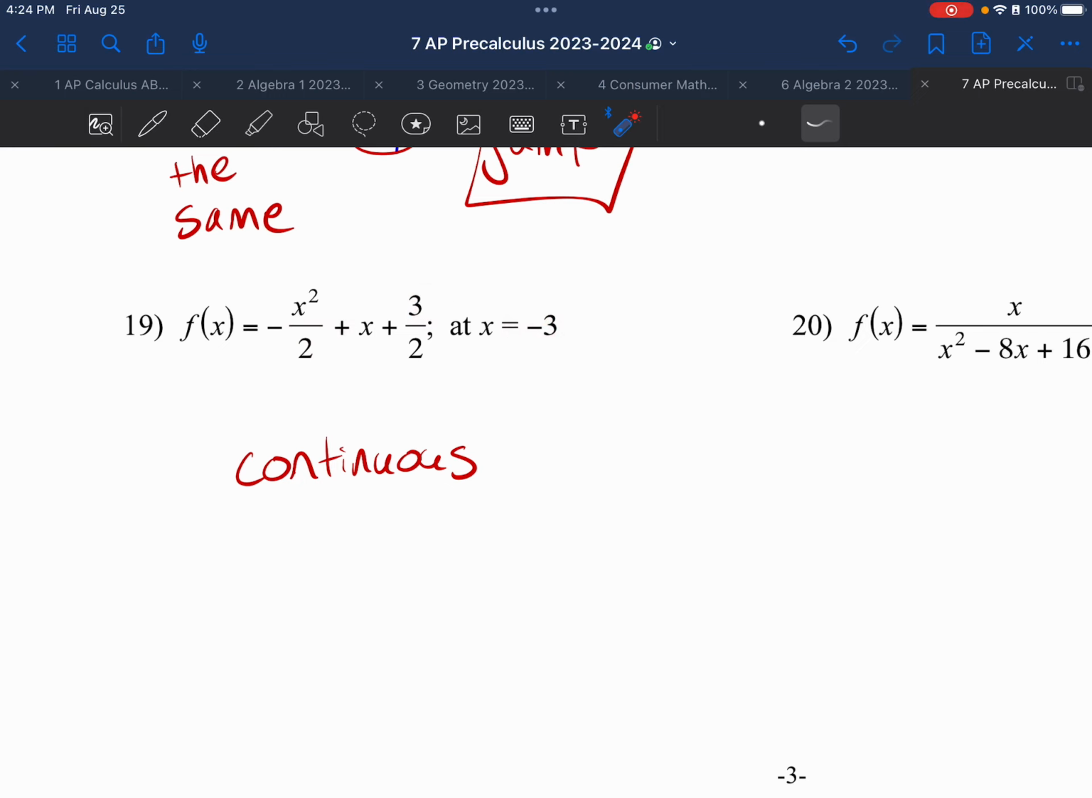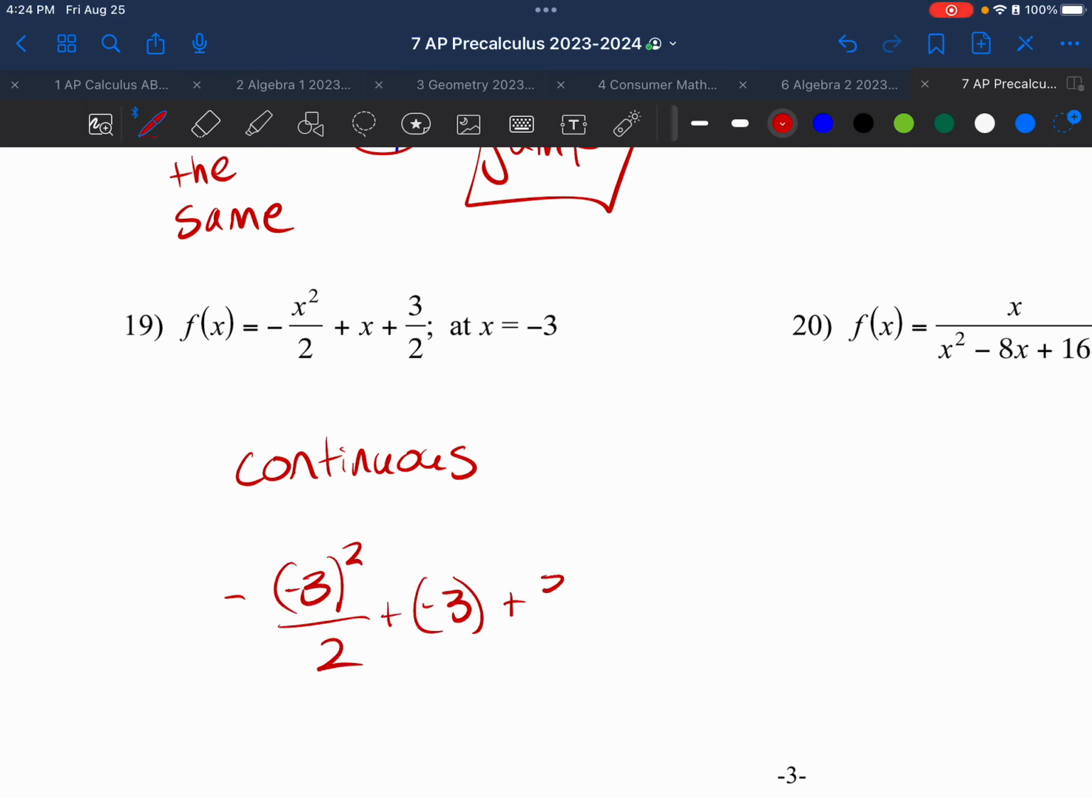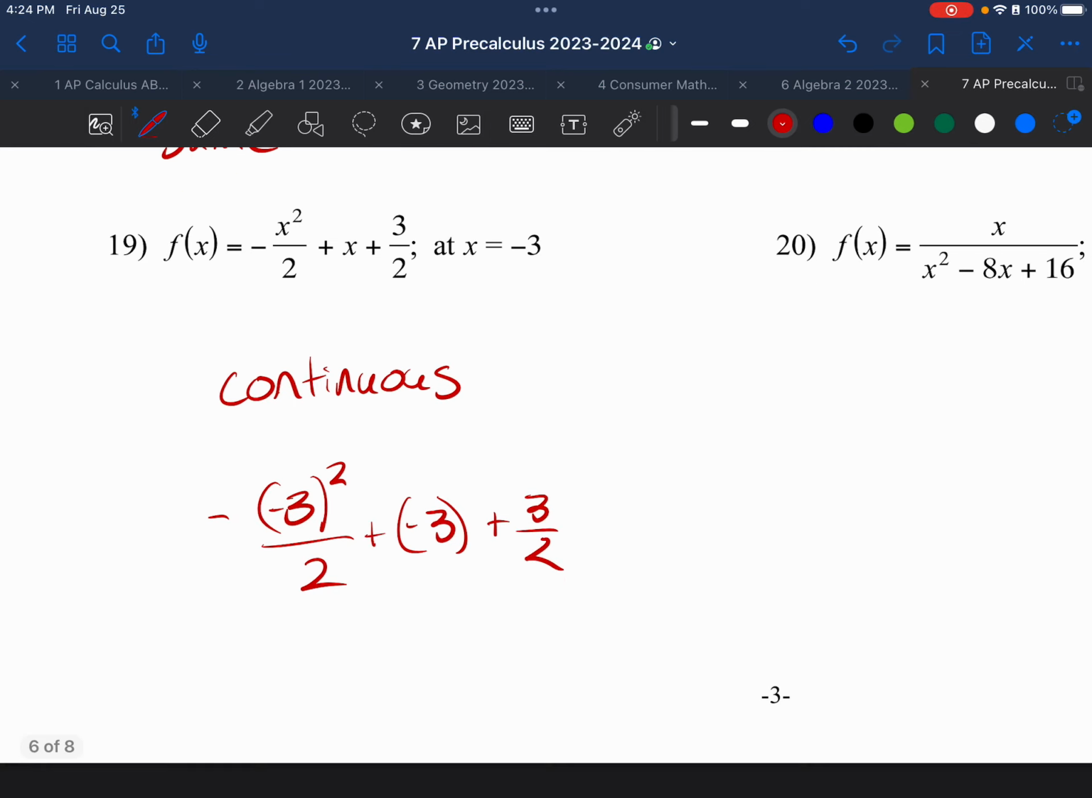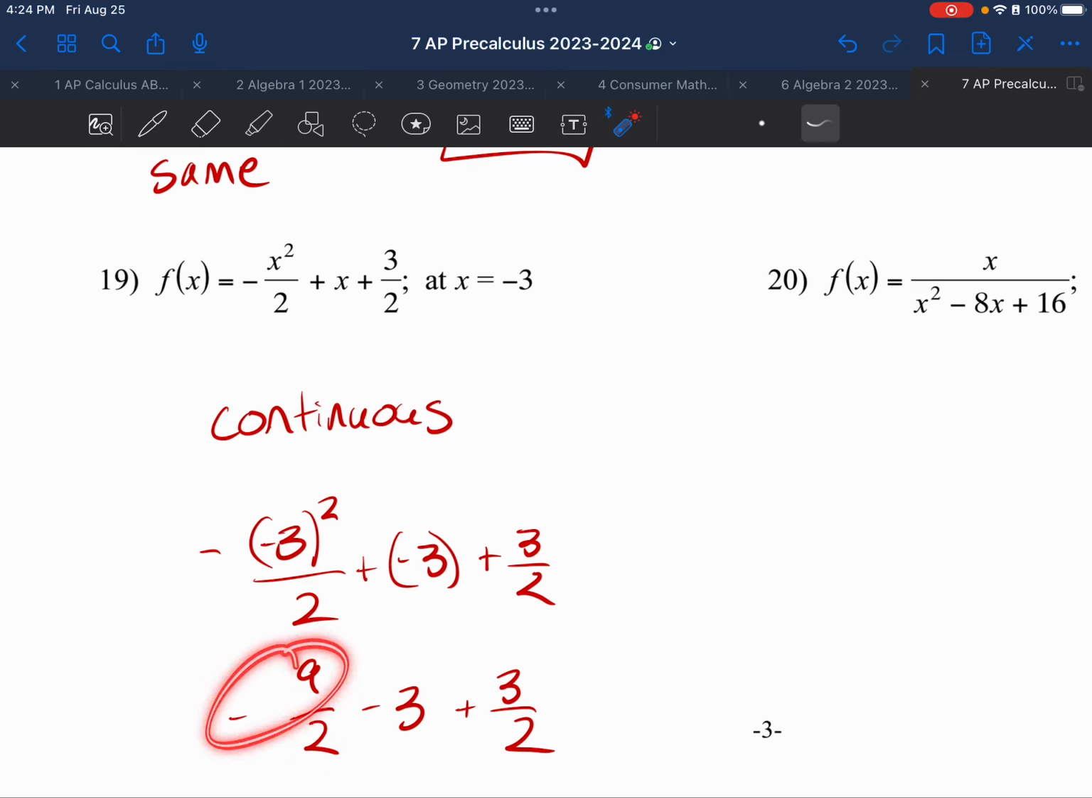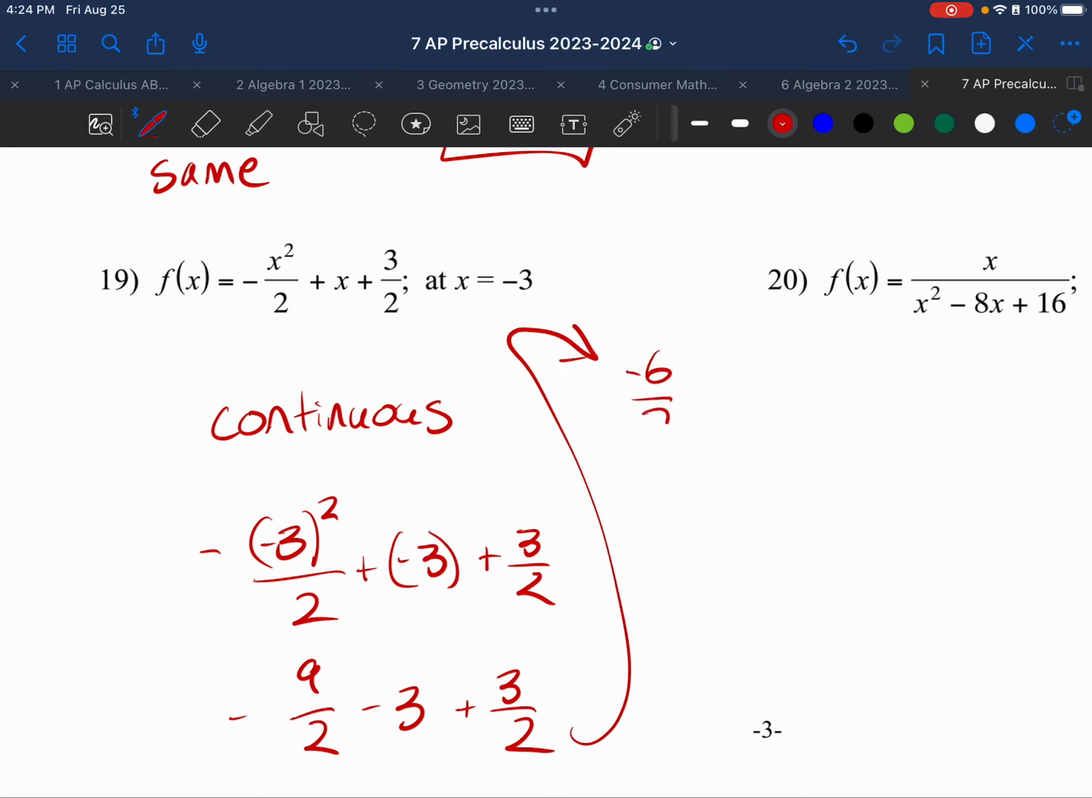If I plug in -3, just for what it's worth, I should write this down: negative -3 quantity squared over 2 plus -3 plus 3/2, and that's going to be -3 squared is 9 halves. But don't forget the negative that was originally up front. And this is going to be plus 3/2. So let's go ahead and combine these two really quickly. They have like denominators, 2 and 2. So I'm going to do -9 plus 3 is a -6. I'll go ahead and write this up here so you're not just following my verbal logic. I have a -6 over 2 now, minus 3. And that's going to be -3 minus 3, which is a -6.